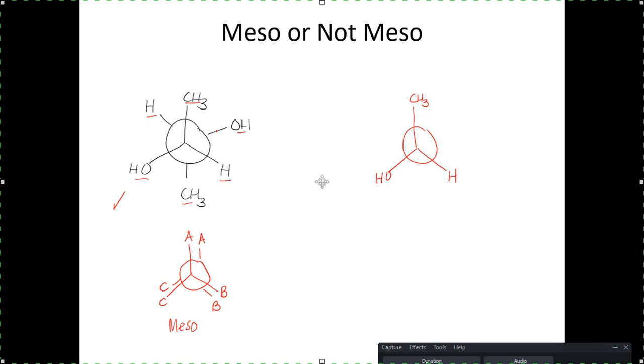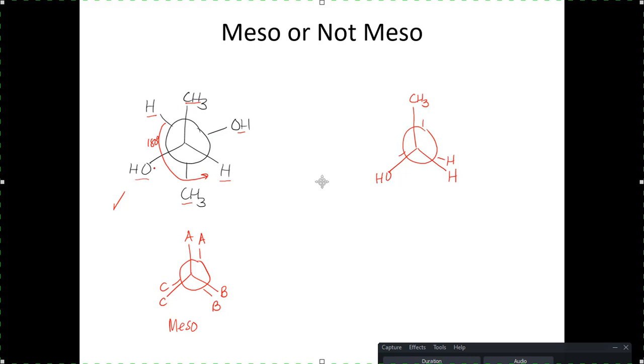Now let's rotate the back carbon and try and line up the groups. Well, I'm going to have to rotate all of these groups 180 degrees. So I'm going to have to rotate this hydrogen all the way down here to line it up. So I'm going to have to rotate the back carbon 180 degrees, and that would align the hydrogen.